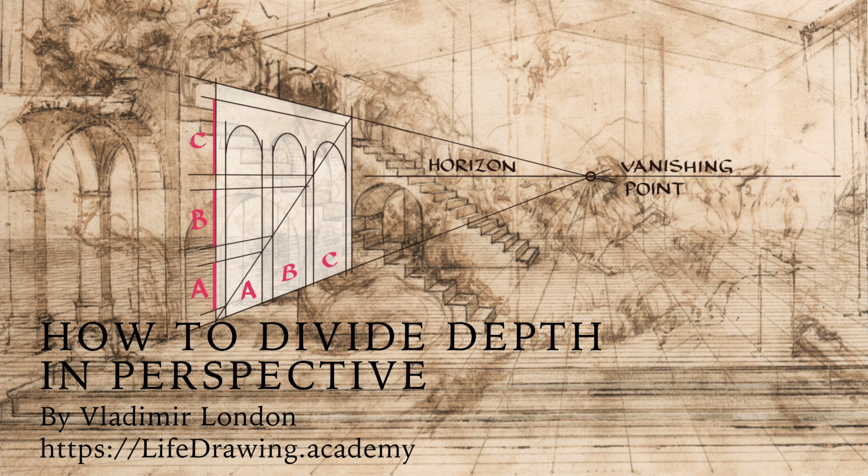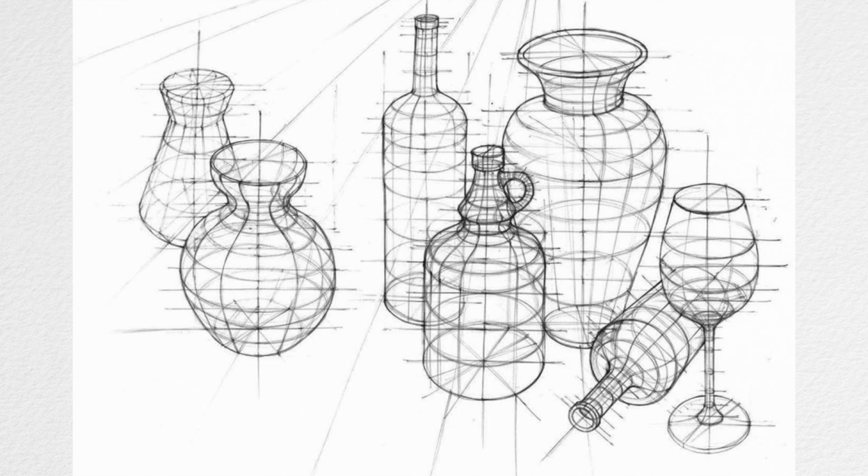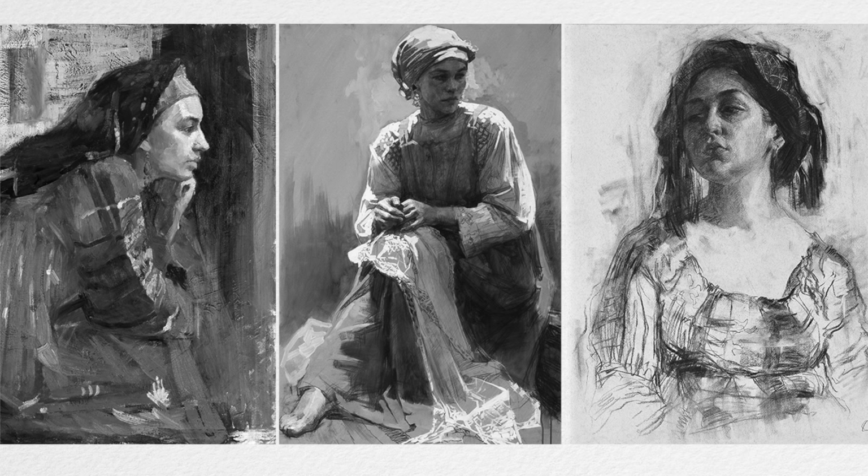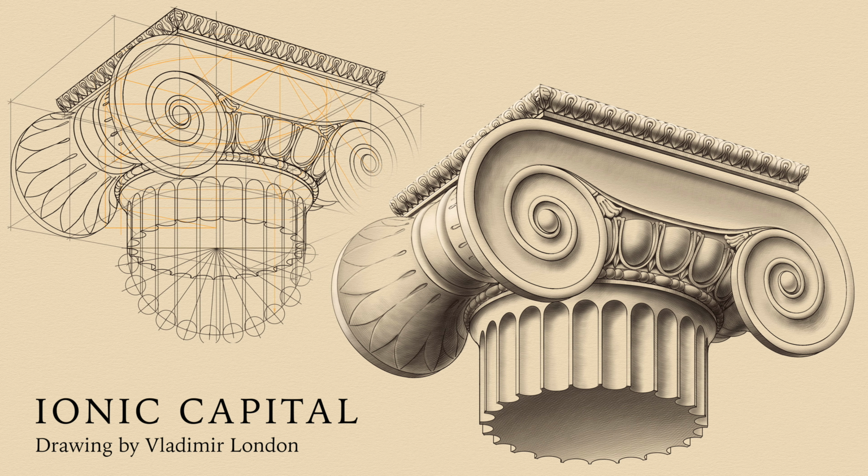In this video, you will discover how to divide depth in perspective. It is created by Vladimir London for Life Drawing Academy Correspondence Course students. In this course, students get unlimited personal tutoring and do 100 drawing tasks. One of such tasks is about drawing an Ionic capital.